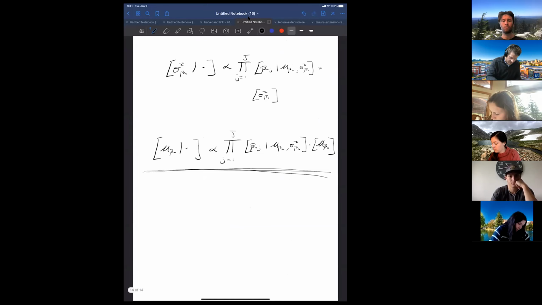Again, here we have normal, inverse gamma. That's conjugate. This is normal. This is normal. That's conjugate.